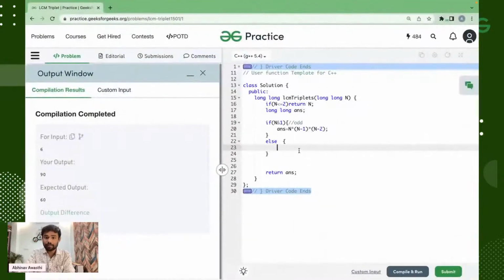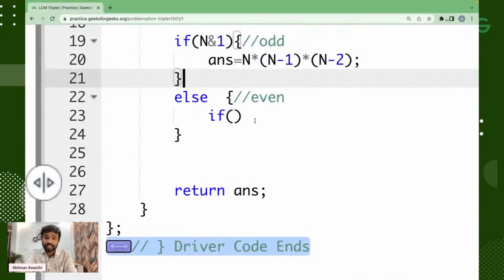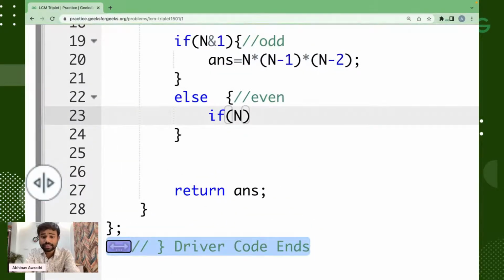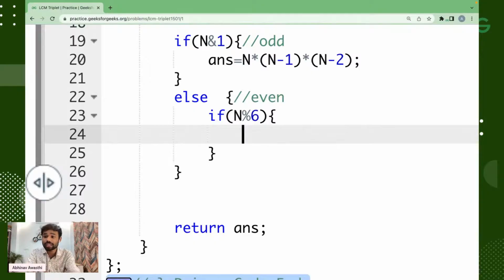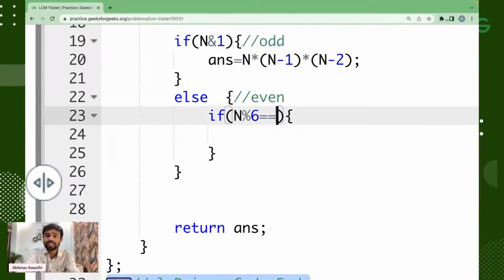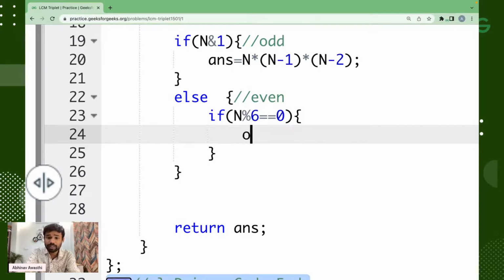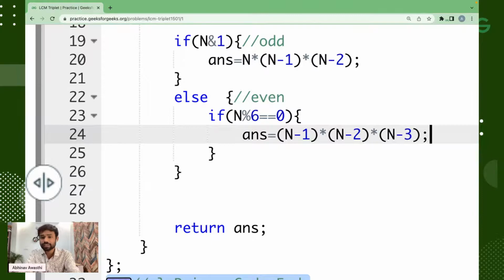So when this case will happen, this means that the number is even. That means it is divisible by 2. Now I will check for another case, whether this n is divisible by 6 or not. If it is divisible, the answer will be n into n minus 1 into n minus 2 into n minus 3.